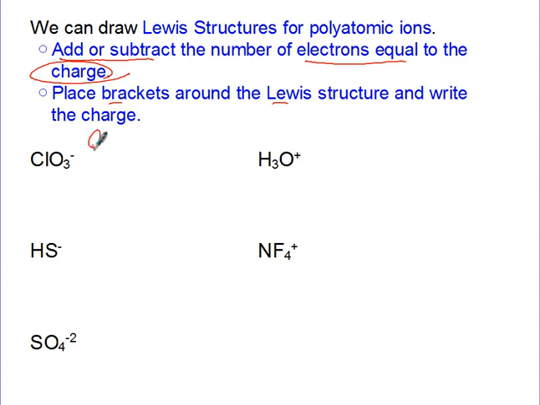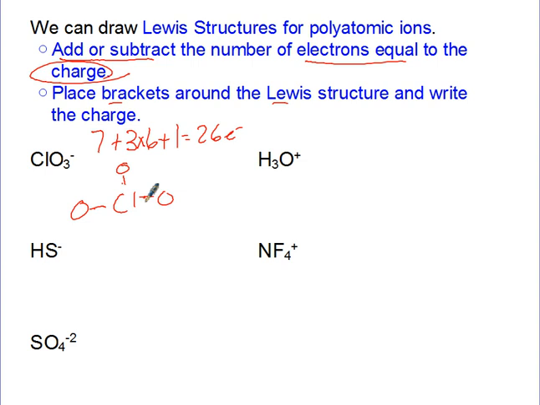Chlorine has 7 valence electrons. So I'm going to go 7 plus 3 times 6 for the oxygen. And this minus charge is 1 electron, so it stands for 1. There's 1 minus charge. So I have 26 electrons total. Okay. I'm going to go ahead and put the chlorine in the center and put the oxygen around it. So there's 2, 4, 6 electrons so far.